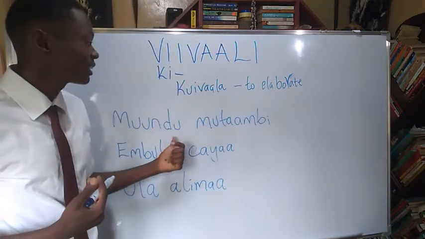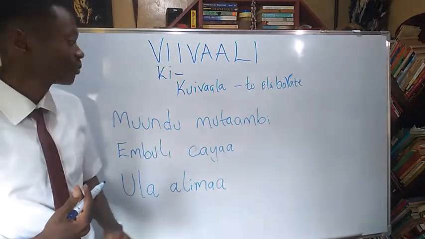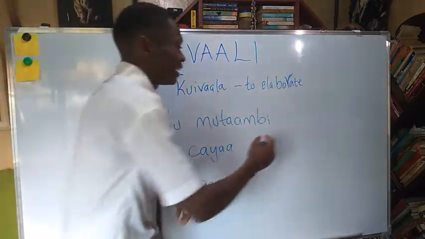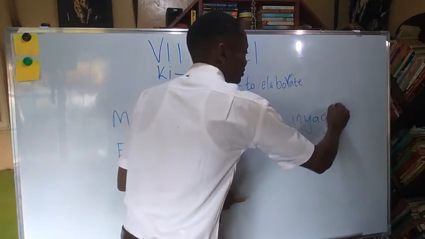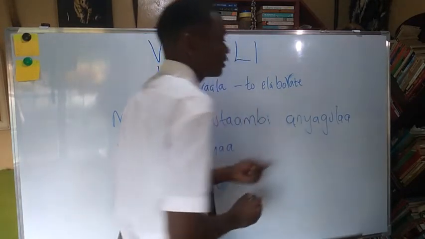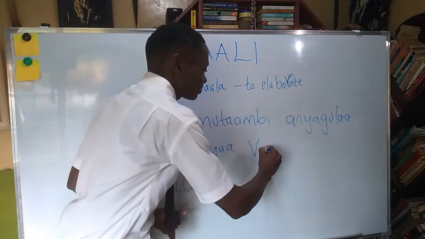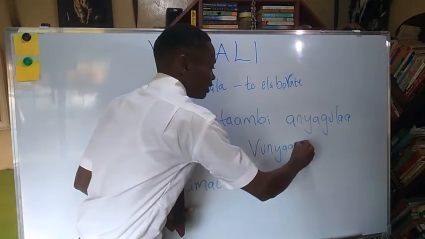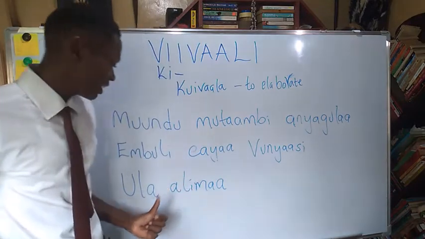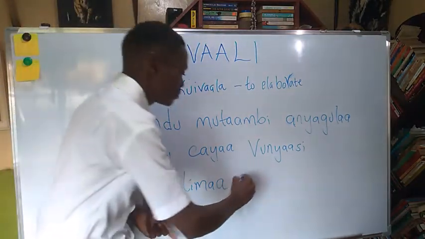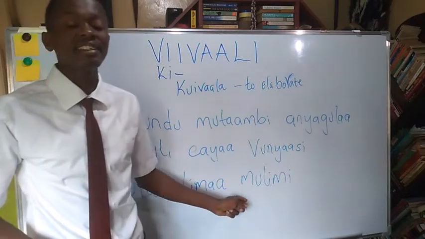If we are to add something onto these sentences: Mundu Mutambi anagura. Mundu Mutambi anagura, the tall person is running. Emburi eada vunasi, the goat is grazing grass. And here, ura arima murimi, he is digging the land.